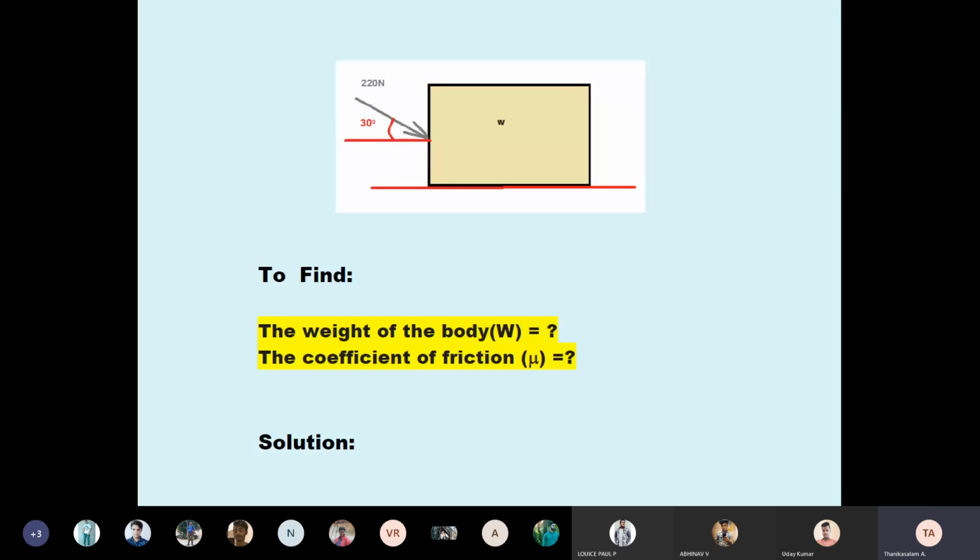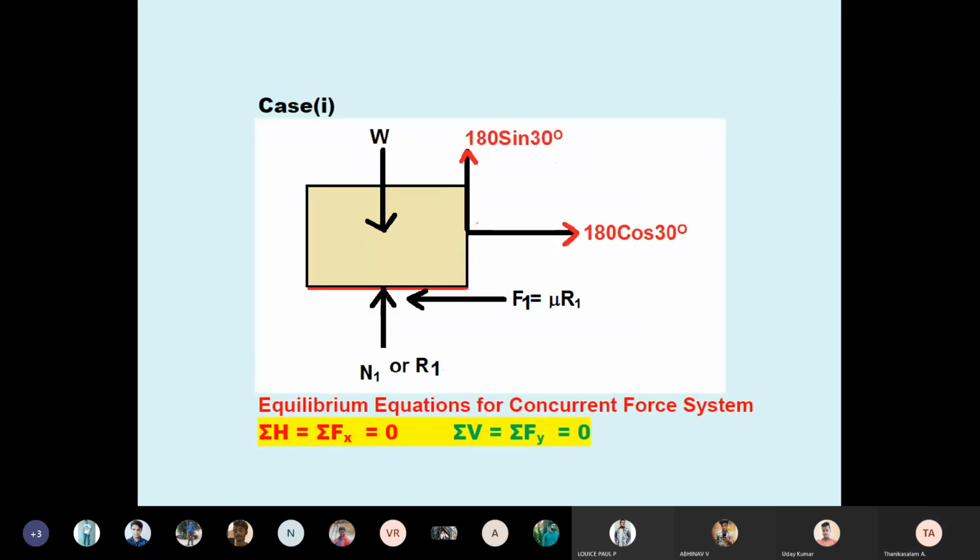So they ask the weight of the body and the coefficient of friction. Here are two cases, with the same body, so the weight is common and the mu is also common. Therefore, I'm taking case 1 first. Case 1, the pulling: 180 cos 30, 180 sin 30. The weight is acting perpendicular downward.